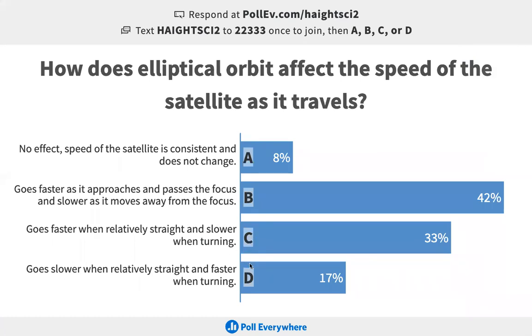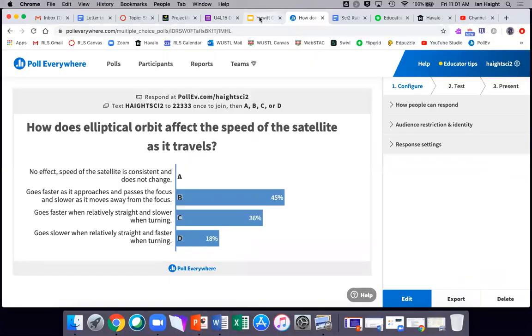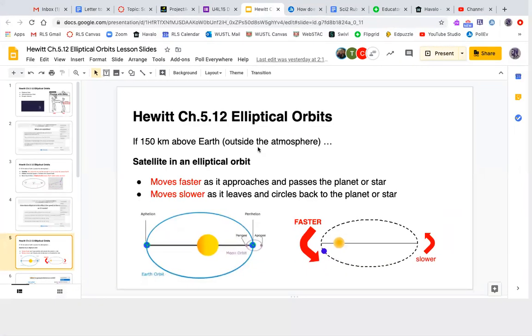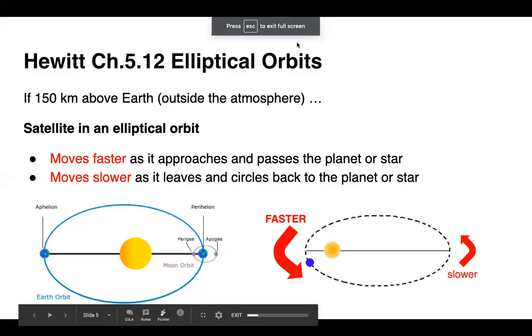I mean, C and D are vague enough that you could argue either one could be valid, but what I was getting at here, the correct answer is indeed B: satellites are going to move fastest when they are closest to their center of orbit, whatever it is they're orbiting around, and they're slowest when they're furthest away from it. So to give you an image of this, here's some more detail on elliptical orbits.